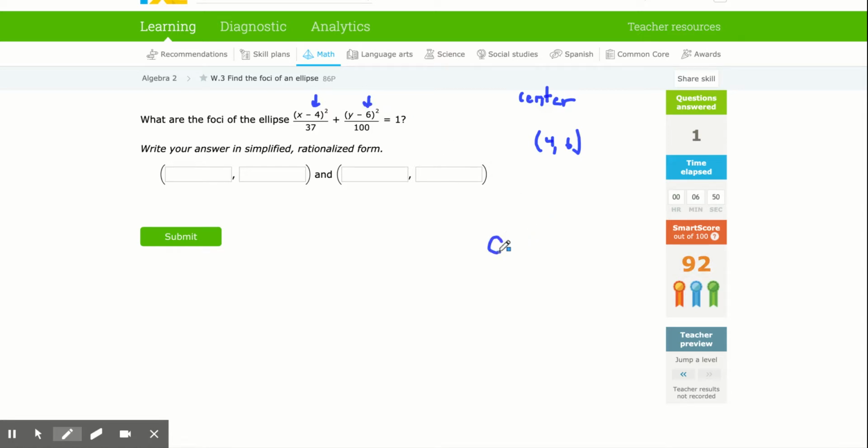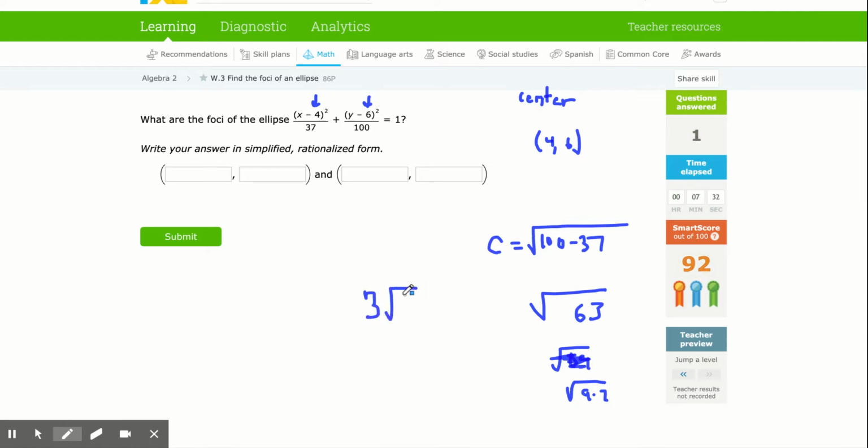Now I'm going to find my length of c. Now my length of c is going to be the square root of the larger one minus the smaller one, or 100 minus 37, which is going to give me the square root of 63, which doesn't have a perfect square root. But I am going to reduce that. 63 is 9 times 7, where I can square root the 9. So c is 3 square roots of 7.